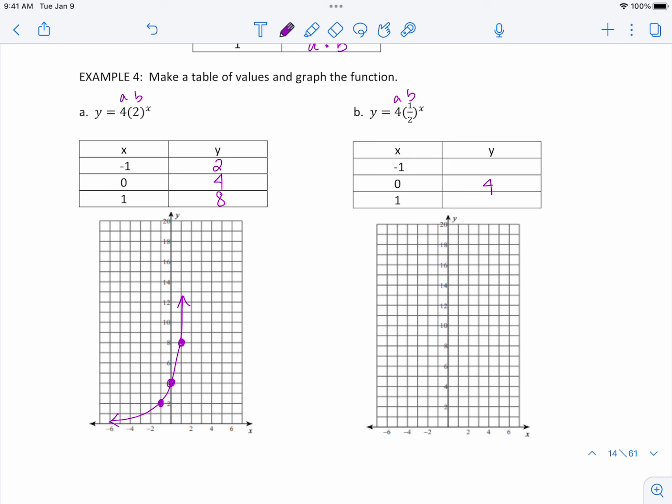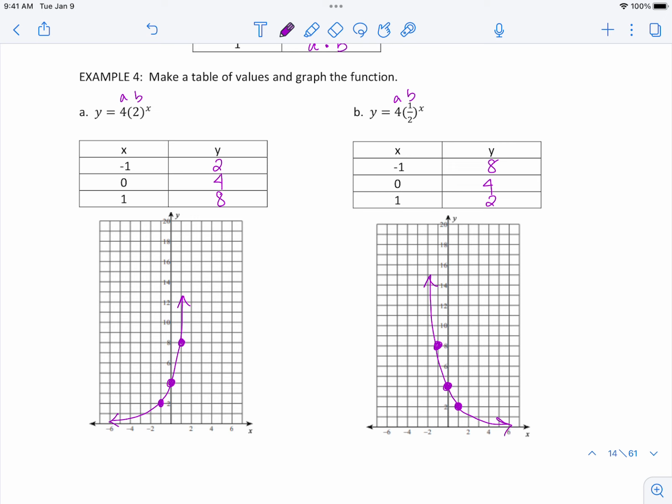For 1, I'm doing a times b. 4 times 1/2 is 2. For -1, I'm doing a divided by b. So 4 divided by 1/2, which is the same as 4 times 2, which is 8. So if I graph this, I have (-1, 8), (0, 4), and (1, 2). And then I connect these and I can see my exponential function.